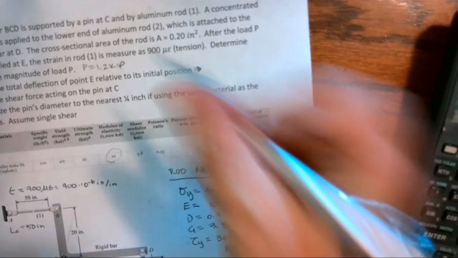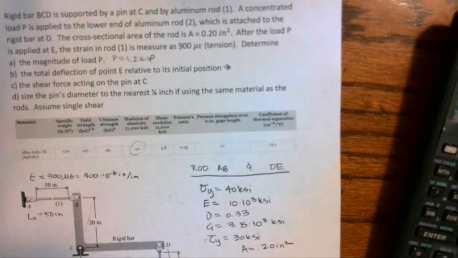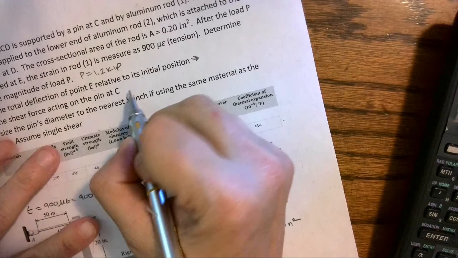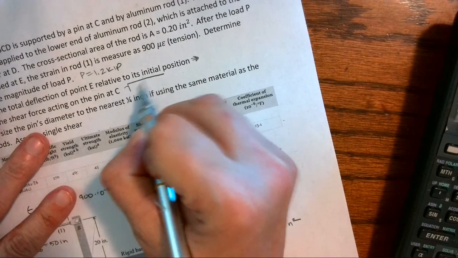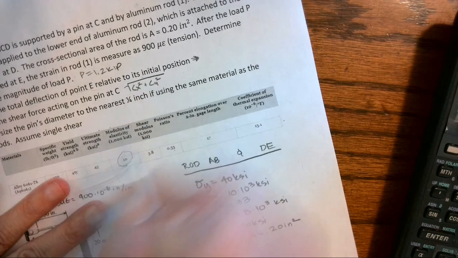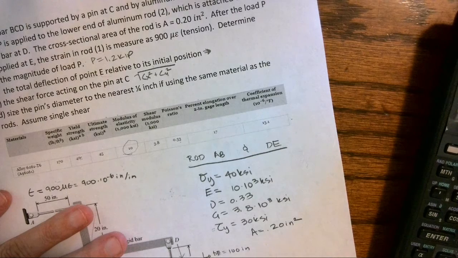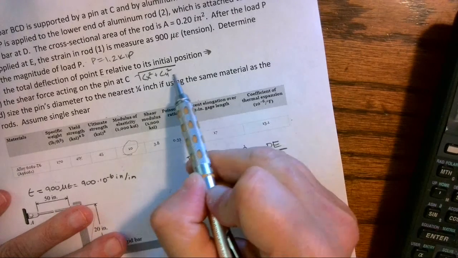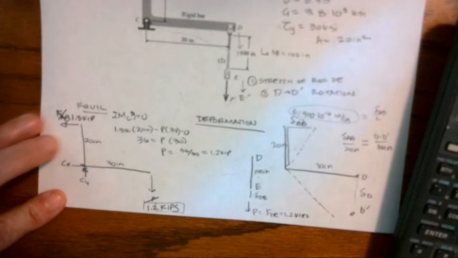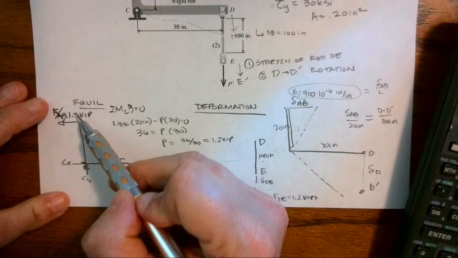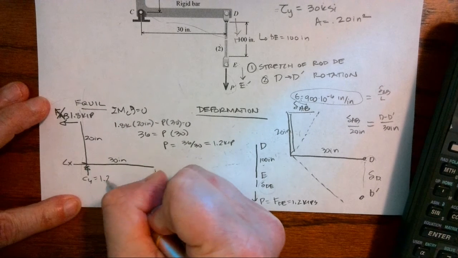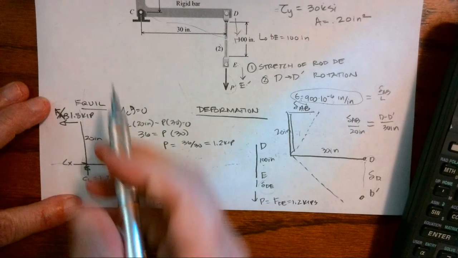Now we want to know the shear force acting on the pin. Well, remember the shear force is actually the magnitude of the force on the pin. So we need to find both the x and y component, use the Pythagorean theorem, so that we can then find the magnitude. So let's go back and look at our equilibrium equation. If I sum forces in the y direction, I'm going to find that Cy is 1.2 kips. If I sum in the x, I have 1.8.